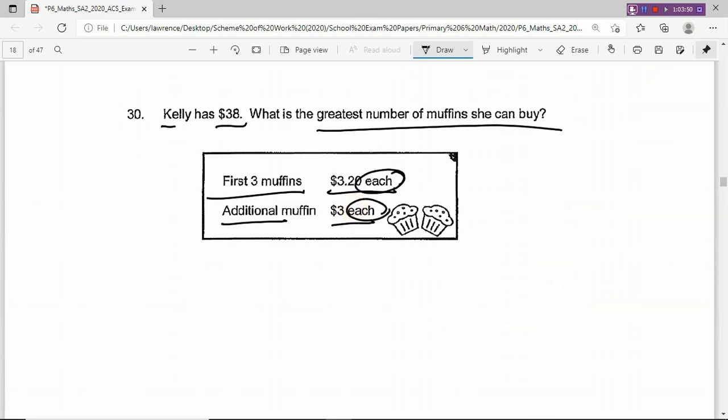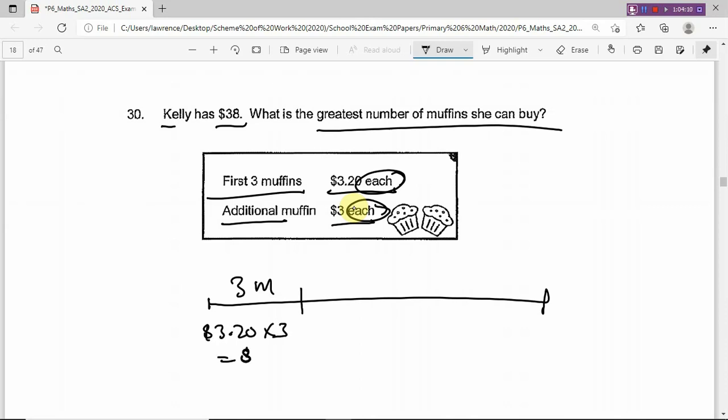So pupils make mistakes because they did not see the word each. So I draw a line, which is the method under the rates. If you recall your P5 topic, there's a rate topic. So what we can do is we have a line to break up the first 3. This is the first 3 muffins, and how much is that? $3.20 times 3, you will get $9.60.